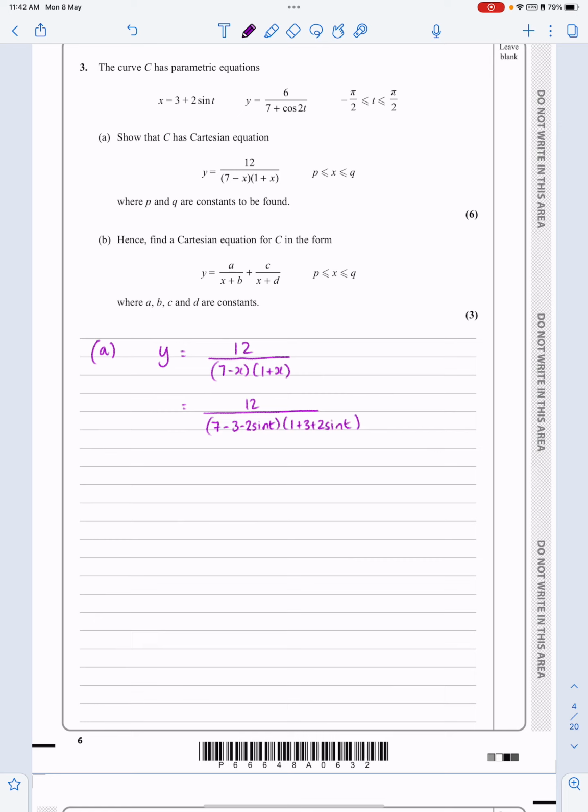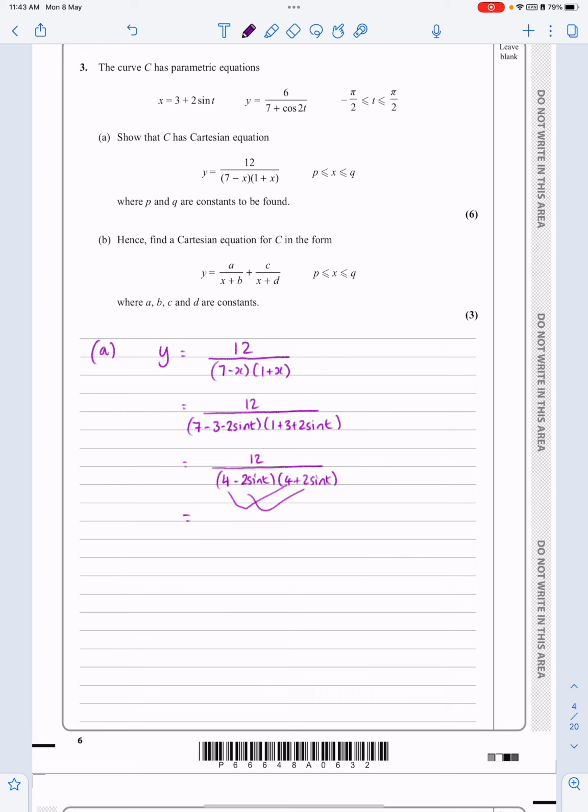Let's just tidy that up in terms of the look of it. Okay, so at this stage, before I do the multiplying, let's just tidy up the constants. 7 minus 3 is 4 minus 2 sine t. And then this is going to be 4 plus 2 sine t. So if I multiply those two things together, it's quite neat. It's (a minus b)(a plus b) here.